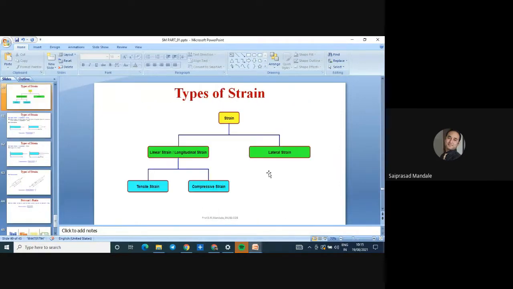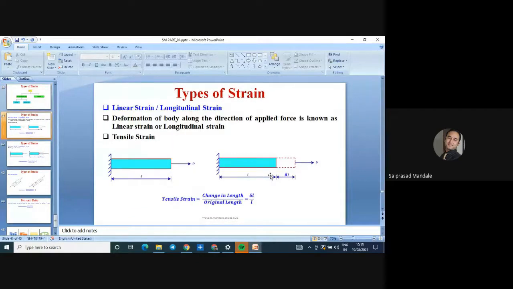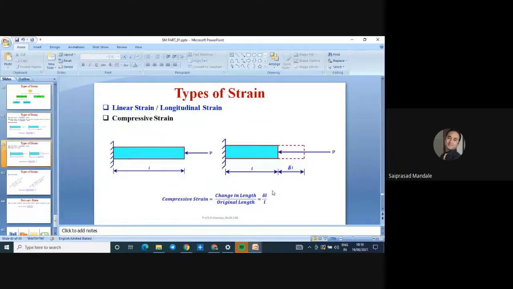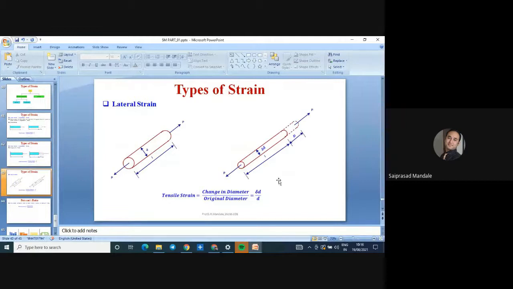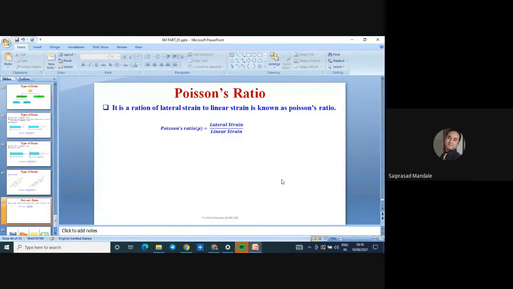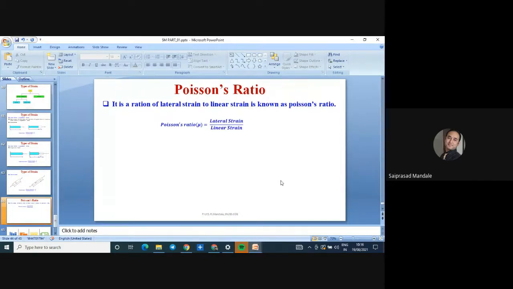Strain we have seen: linear strain, lateral strain. What is this? Tensile strain. See, tensile strain is change in length per unit original length. Once the length increases, there will be a rise in the length, delta L. So that is what it simply is: change in length per unit original length is strain. Then lateral strain. Lateral strain is related to the diameter. D is the original, delta D is the change. So the difference between both is delta D. Poisson's ratio is lateral strain upon linear strain, that we saw yesterday.